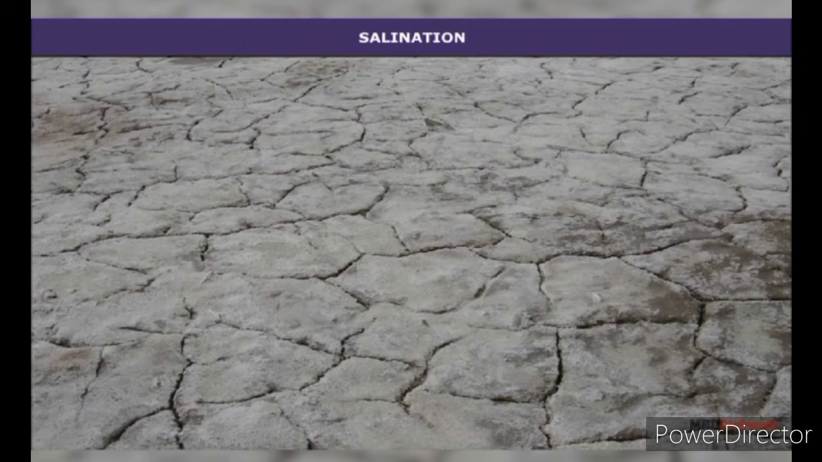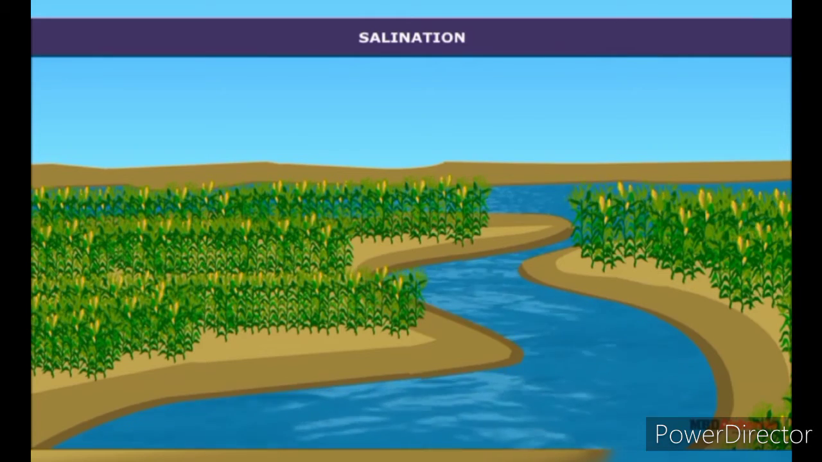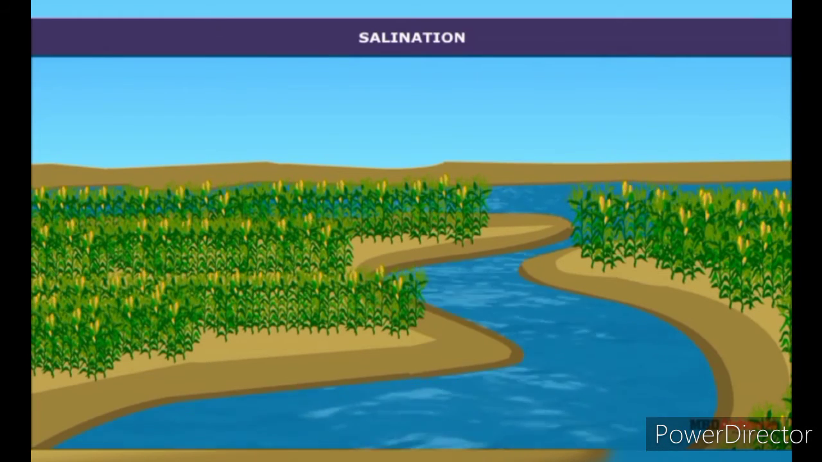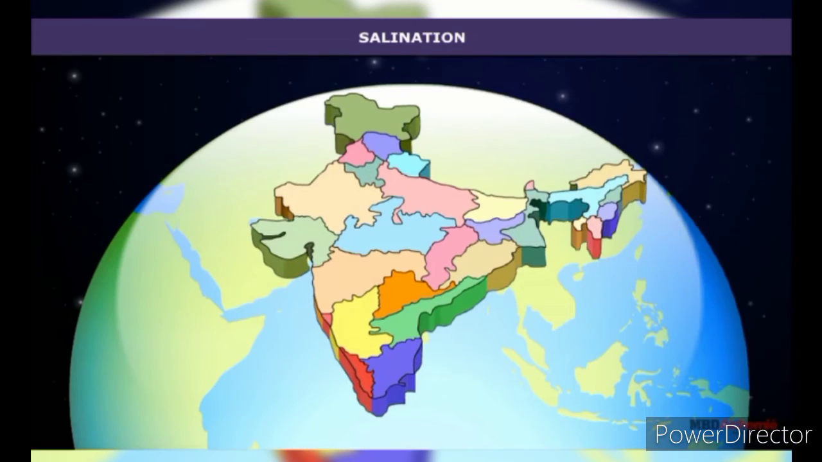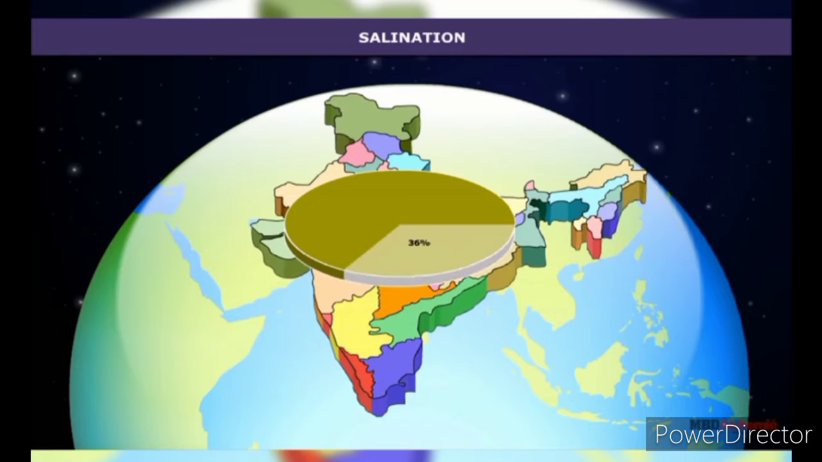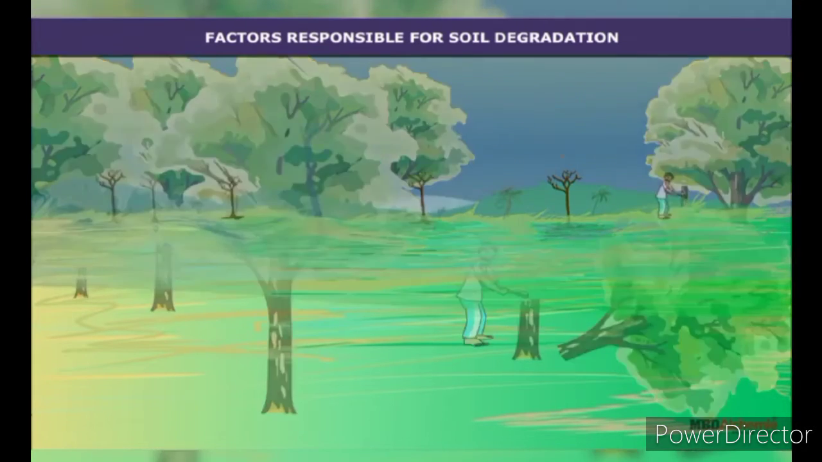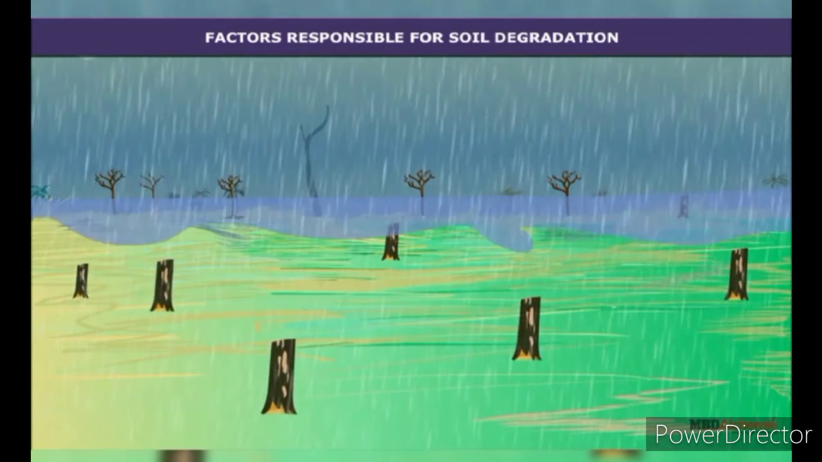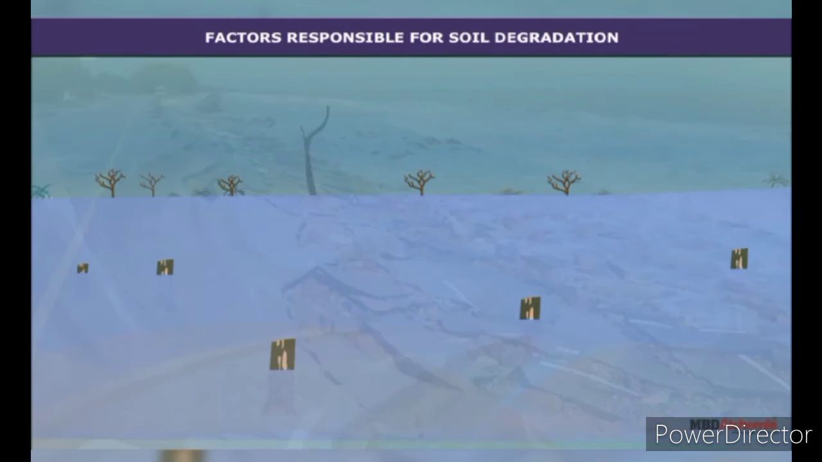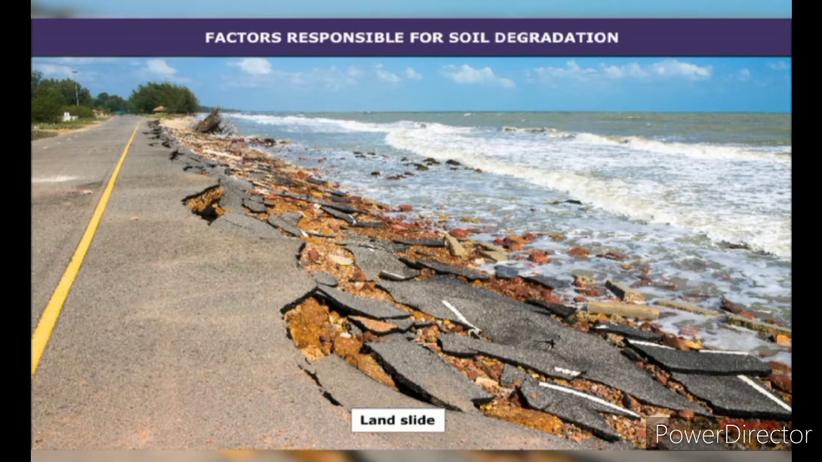Salination. Accumulation of water on soil causes its saltiness. Irrigation canals lead to salination of soil. In India, 36% of total irrigated area has been affected by salination, thus resulting in soil degradation. Deforestation. Deforestation causes enormous loss to basic properties of soil. Overgrazing. Floods and landslides also degrade the soils.